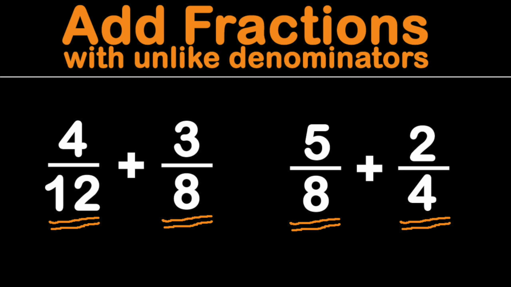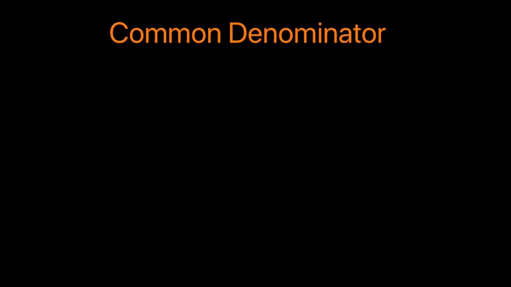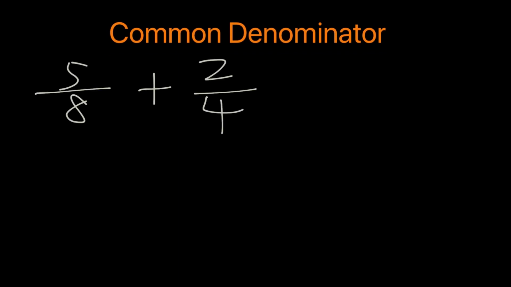In this video, I'll be showing you how to add fractions with unlike denominators. When adding fractions with unlike denominators, you want to make sure that you have a common denominator. Here is an example. In this example, the denominators are 8 and 4. We can see that they are different and we need to make them the same.